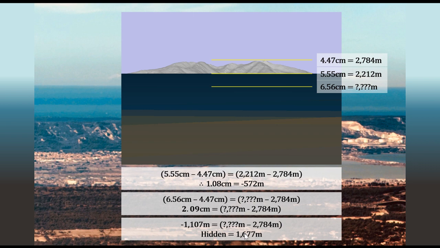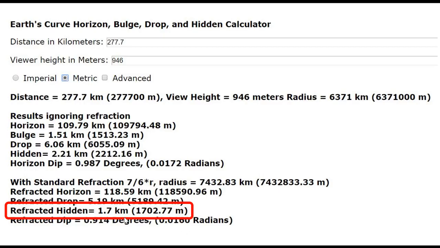There is 1.7 kilometers of hidden, but notice how close this 1,677 meters is to the refracted hidden that you calculate in the Metabunk curve calculator. So the actual horizon in the photo is very, very close to the calculated horizon, or the calculated hidden amount in the Metabunk curve calculator under standard refraction. And also have a look at the difference between the geometric hidden of 2,212 meters and the refracted hidden of 1,703 meters. That's a difference of about 509 meters of looming.